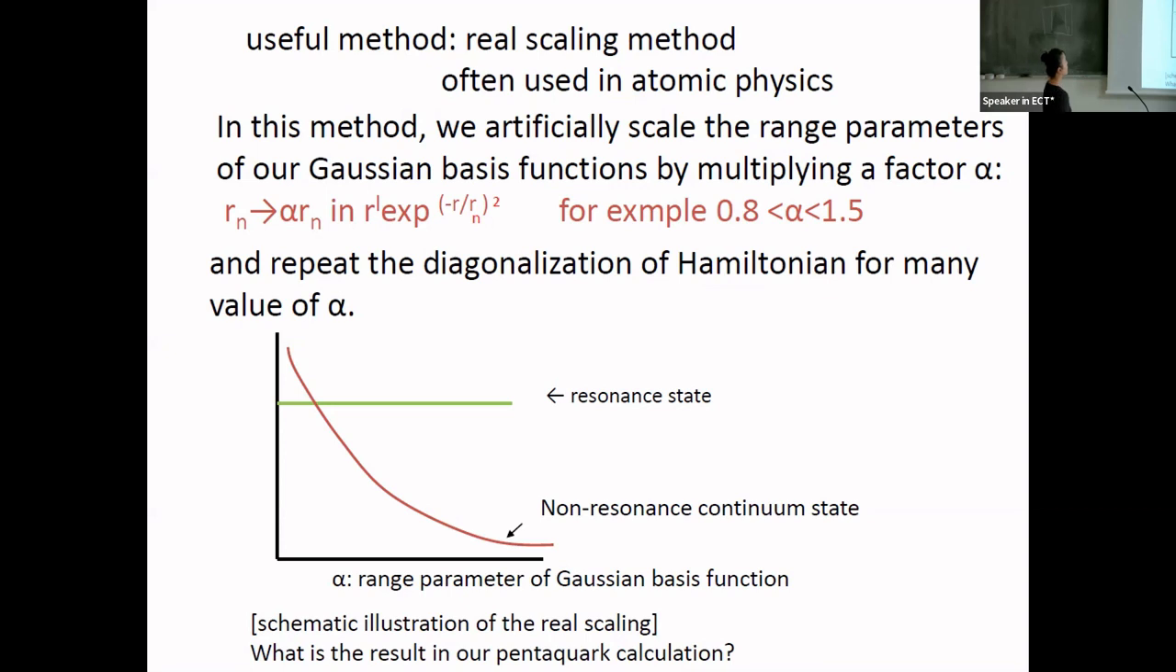Okay, this is a schematic illustration of the real scaling method. This axis is the alpha parameter, and this is the energy. If we have a non-resonance continuum state, then the state should decay into some threshold. On the other hand, the resonance state should be stable with respect to the scaling parameter.